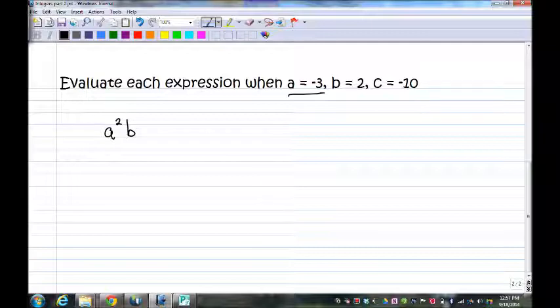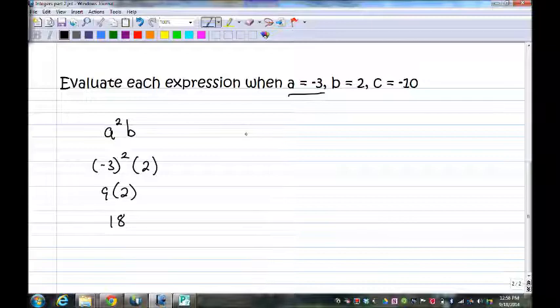Now you got to be careful because this is saying A is negative 3, and when you square it, you're actually going to include that because it's A. I want you to square everything or whatever A is, and A happens to be negative. Then times B, which is just 2. Negative 3 times negative 3 gives me 9 times a positive 2, and this turns out to be 18.